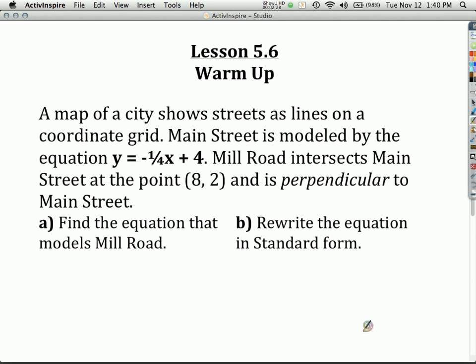Colored pens. Let's see how we're doing with the idea of parallel, perpendicular, equations of lines. So, what's the equation that models Mill Road? Start with Extol, Dalton, John, and then Davis. Y equals 4x minus 3. Okay. Y equals 4x minus 3. So you two agree.